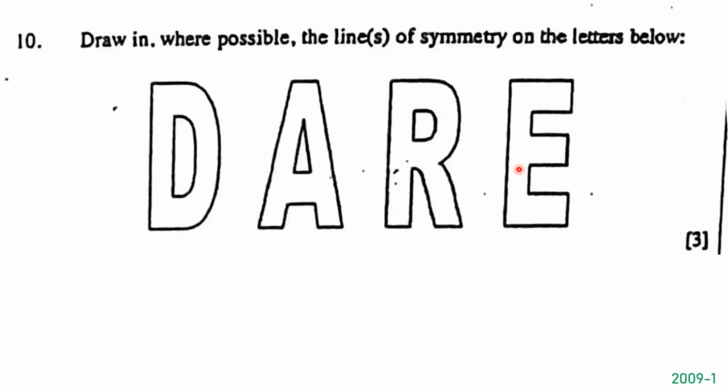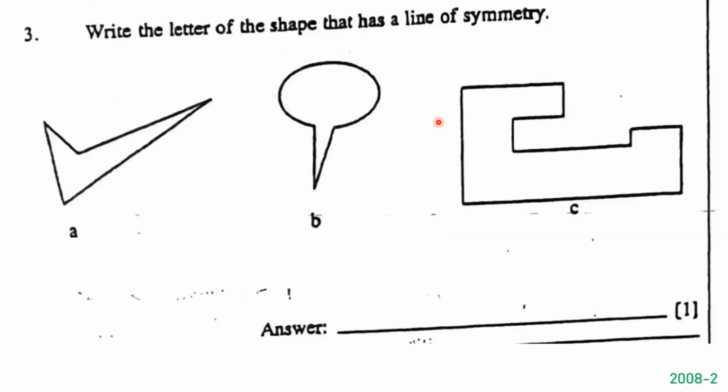It says draw in where possible the lines of symmetry on the letters. So for D, we have this one. For A, we have this one. For E, we have this one. For R, there is no line of symmetry on R. Okay, so no line of symmetry on R. Okay, let's move on to question 3.